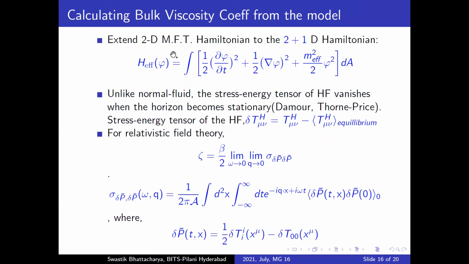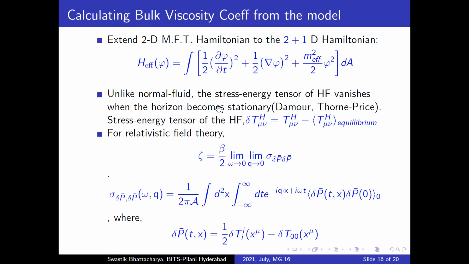First, we can extend the 2D mean field theory to a 2+1-dimensional Hamiltonian, because to do transport theory we need to work in this Hamiltonian. The good thing about this Hamiltonian is that the thermal correlation functions remain the same, even for this 2+1-dimensional Hamiltonian. Now you can just look at the stress energy tensor of the horizon fluid. There is, however, a catch.